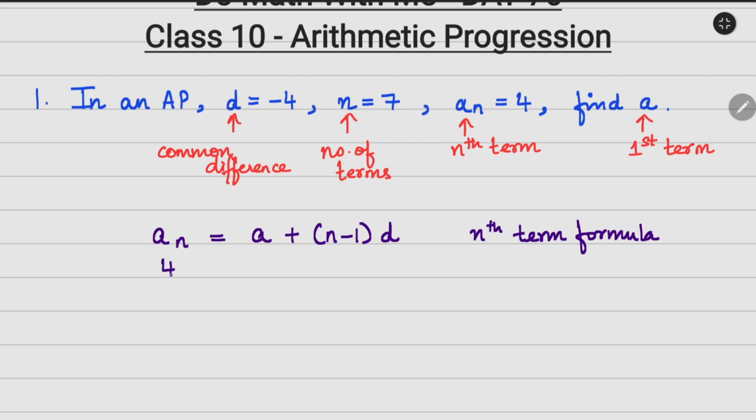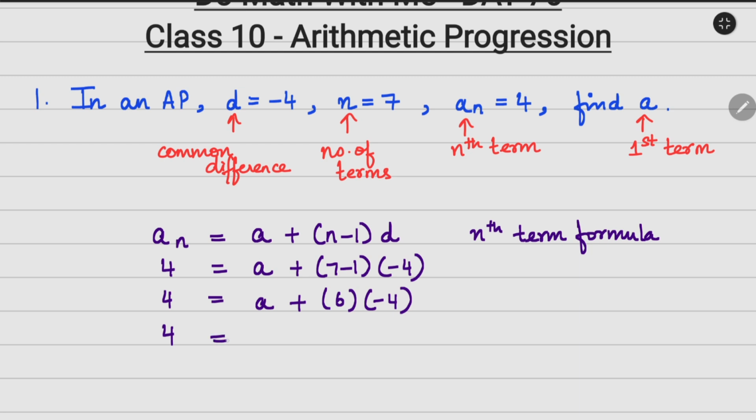An is 4. So 4 is equal to a, which we don't know, plus n minus 1, that is 7 minus 1, into d, which is minus 4. So this is nothing but 4 is equal to a plus 6 into minus 4. So this is nothing but 4 is equal to a minus 24, which implies a is equal to 4 plus 24, which is equal to 28. So 28 is the first term. Then that is what is asked.